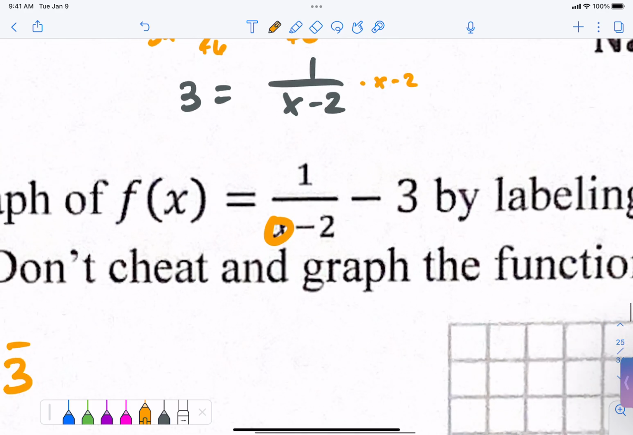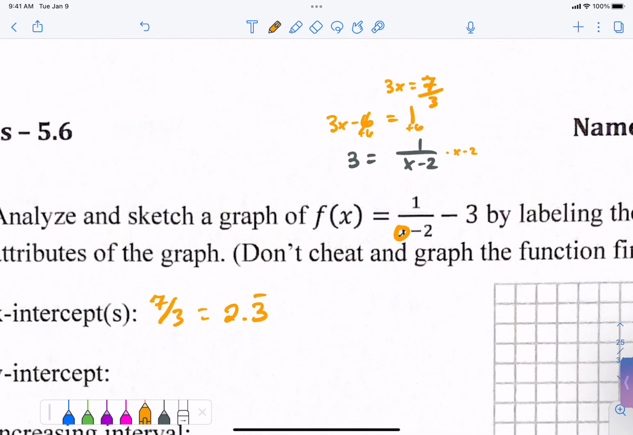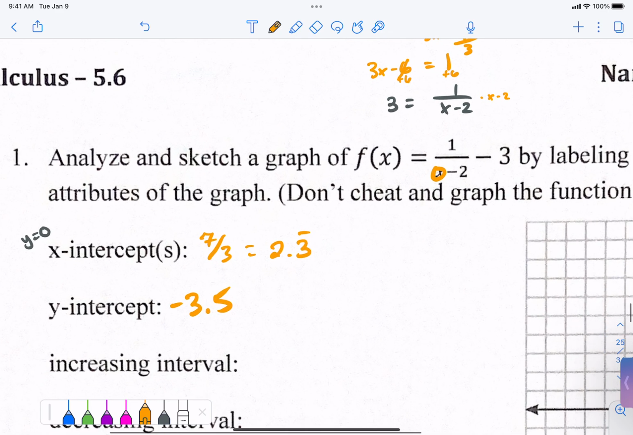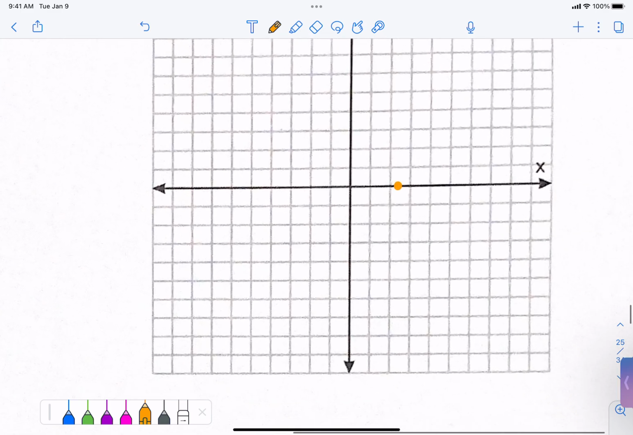Did you mathematically get that? Yes. Negative 3.5, right? Okay, because this is negative 1/2. So negative 3.5. Those are the only x and y intercepts. Negative 3.5 is right there. That's where he's touching. Boom.